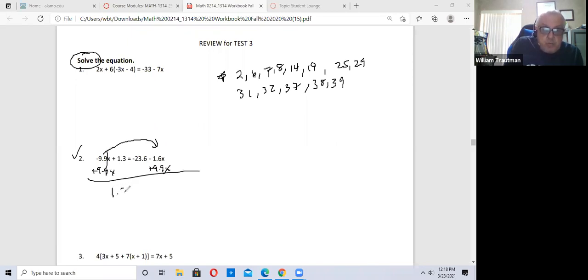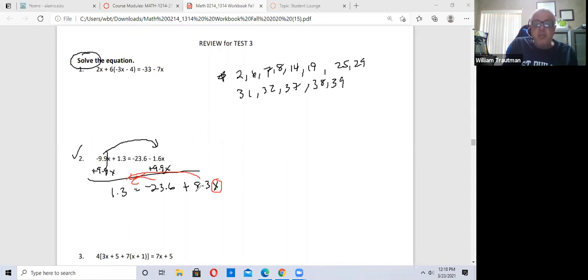I'm left with 1.3 equals negative 23.6 plus 8.3x. 9.9 minus 1.6 is 8.3x. Okay. Now I need to get x by itself. I have to get the 8.3 to the other side and the negative 23.6 to the other side.